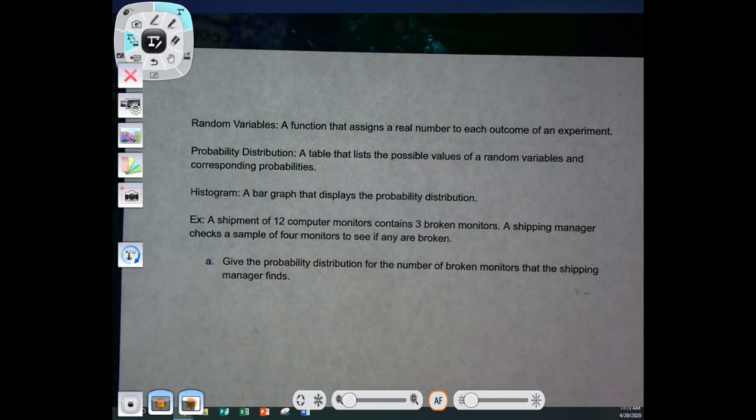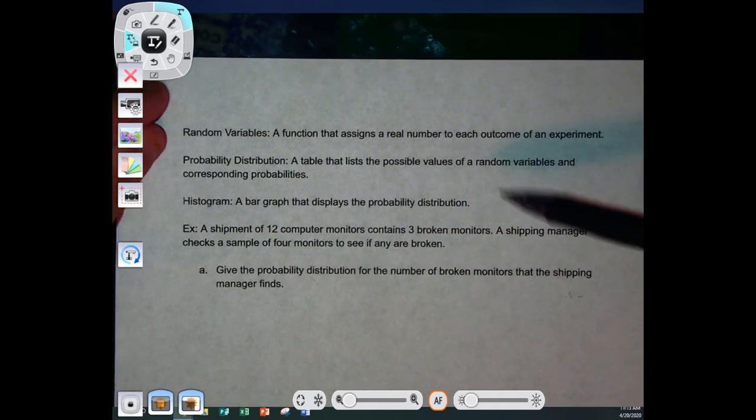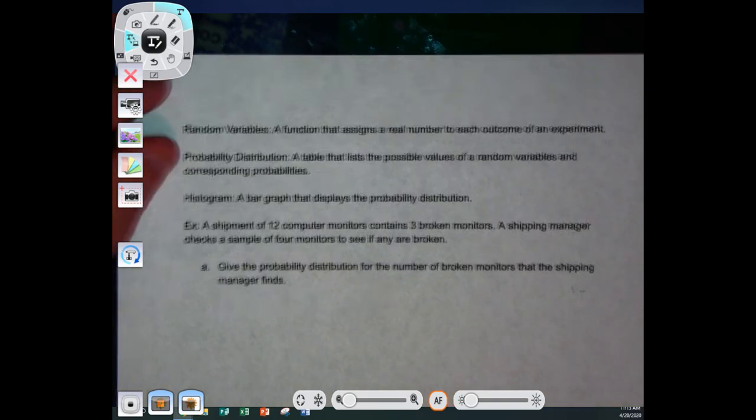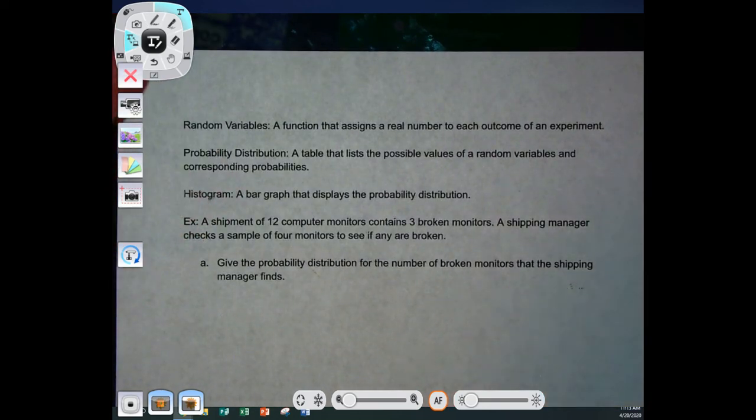Now, when we take all those possible values of random variables and their corresponding probabilities and we put them into a table, then we are creating what's called a probability distribution. Then what we could do with that probability distribution is create a bar graph displaying it, called a histogram. Many of you should be familiar with histograms from previous math classes.